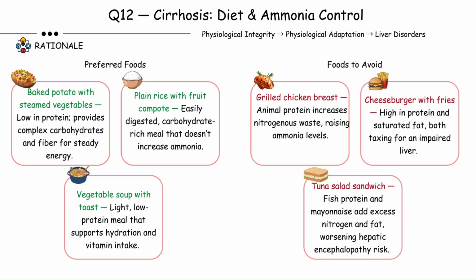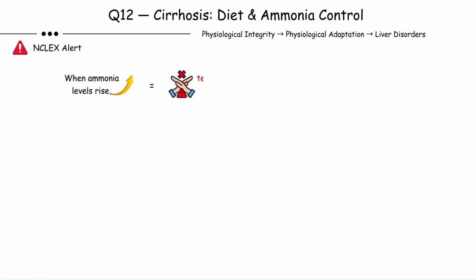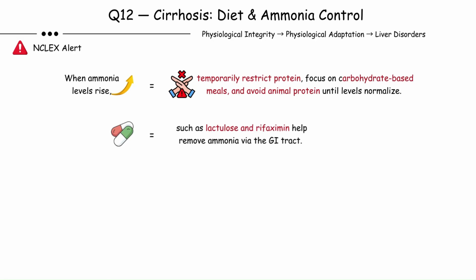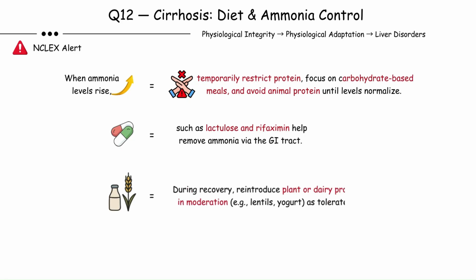Now let's pull out a few NCLEX-style alerts from this topic. When ammonia levels are elevated, the short-term goal is to temporarily restrict protein and emphasize carbohydrate-based meals that are easier on the liver. Medications such as lactulose and rifaximin are used to remove ammonia through the gastrointestinal tract. Once the client begins to stabilize, small amounts of plant or dairy protein can be reintroduced carefully, such as yogurt, lentils, or soft cheese, depending on provider orders.